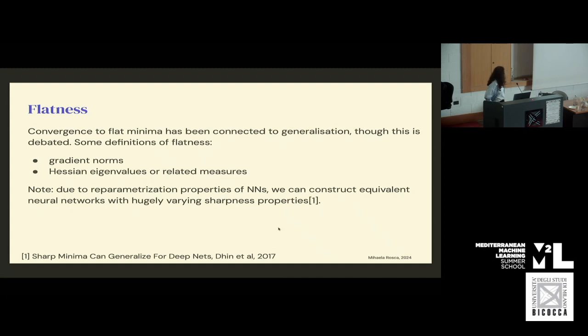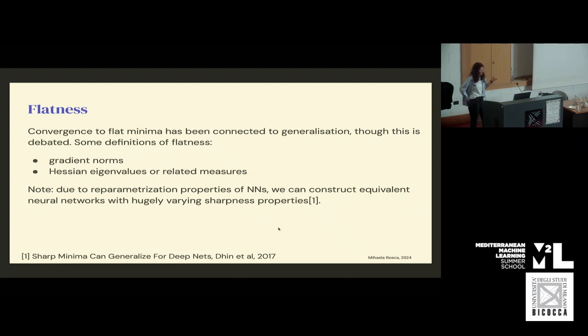But it was shown in a very nice paper that due to reparametrization properties of neural networks, you can have two equivalent neural networks, where one is very flat and one is very sharp, but they represent the same function. So how can flatness have to do with generalization? That was one of the points that was made there.